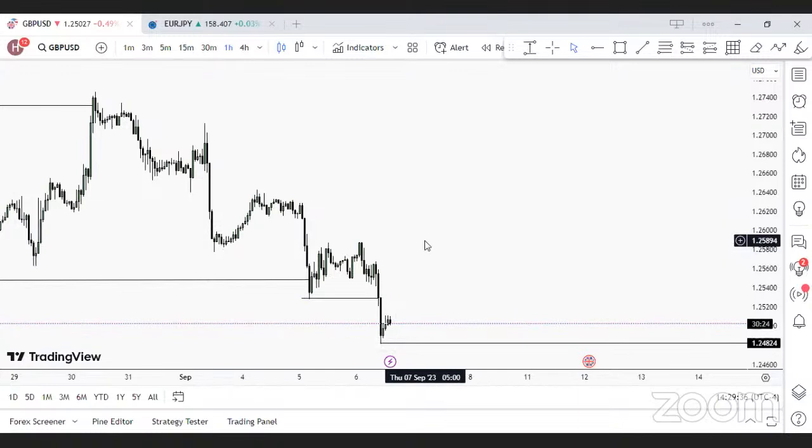Okay, so it is very important for you to know the direction of the market, and this is the easiest way you can get the overall direction of your market, by drawing out your lows and your highs. Don't worry, I'm going to show you the opposite of this also.